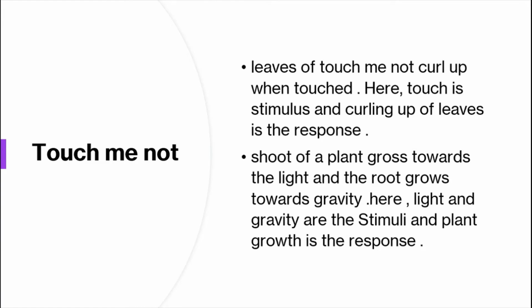Example of stimulus is a touch me not plant. Leaves of touch me not curl up when touched. Here, touch is stimulus and curling up of leaves is the response. Shoot of a plant grows towards the light and the root grows towards the gravity. Here, light and gravity are stimuli and plant growth is the response.